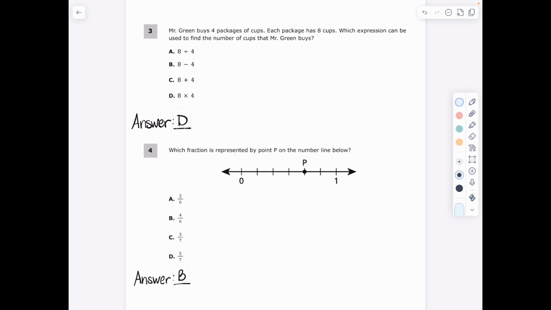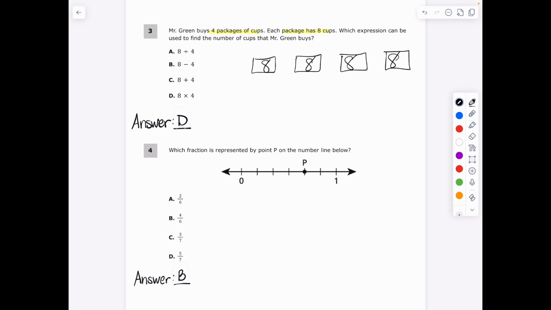All right, with the first one, Mr. Green buys 4 packs of cups. Each pack has 8 cups. Which expression can be used to find the number of cups he buys? So let's think about it visually. He buys 4 packs. And each pack has 8.